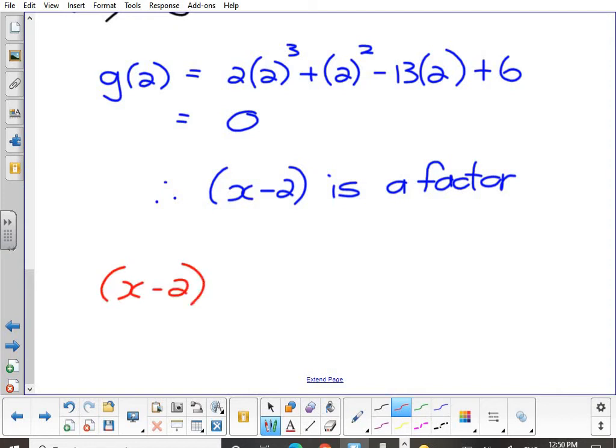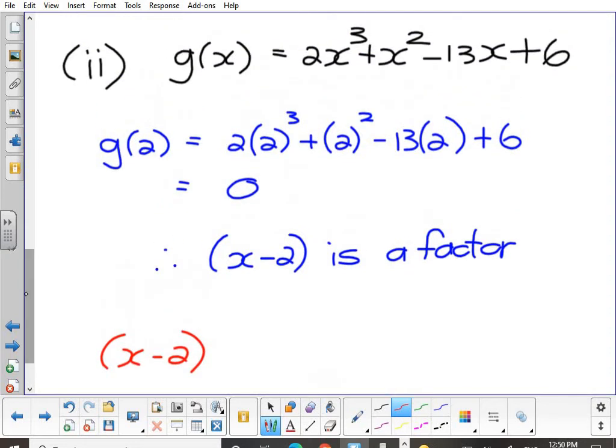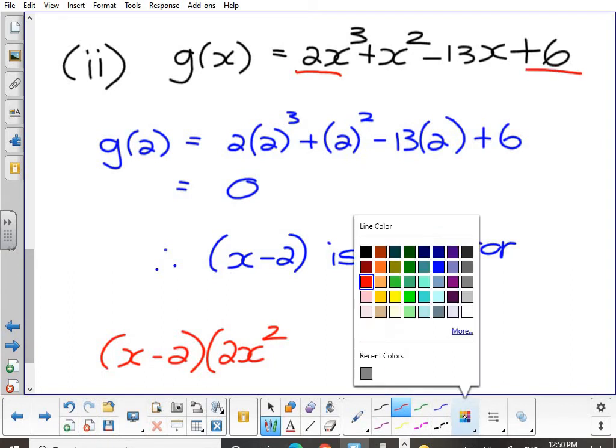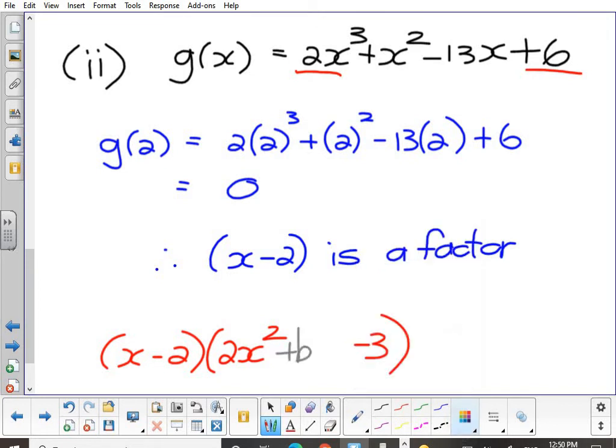Now I say, right, with what should I multiply that x to get to 2x to the power of 3? And the answer would be 2x squared. So bracket 2x squared. With what should I multiply negative 2 to get to that positive 6 I have at the top there? And in the middle between everything, there's always going to be a bx. Okay, I say always.